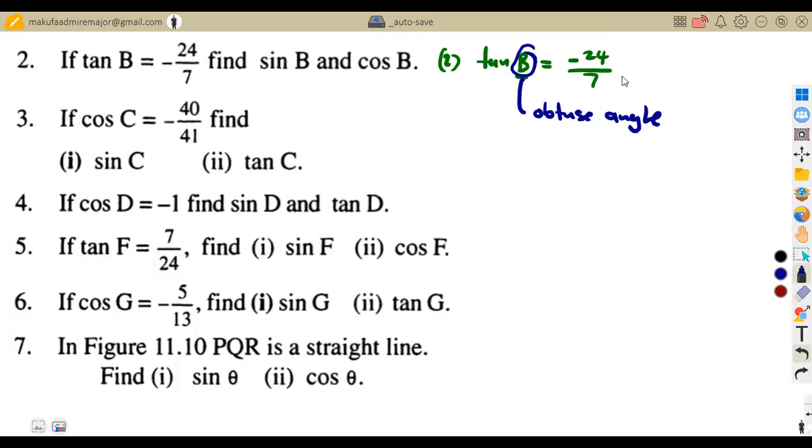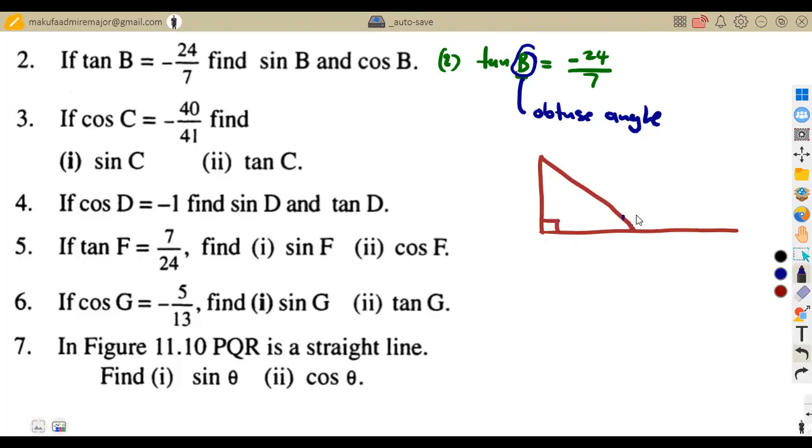Remember, for acute angles, we cannot have an acute angle carrying a negative. All acute angles are positive. So the moment you are given a negative here, it shows you that this angle B is an obtuse angle. So on your diagram now, in order for you to answer the remaining part of this question, you are going to just have a sketch. So this one is just a sketch.